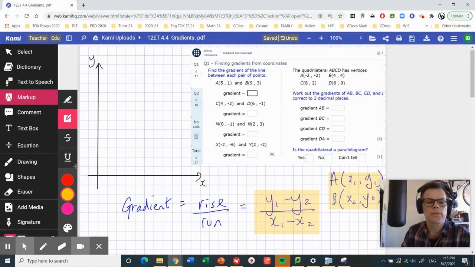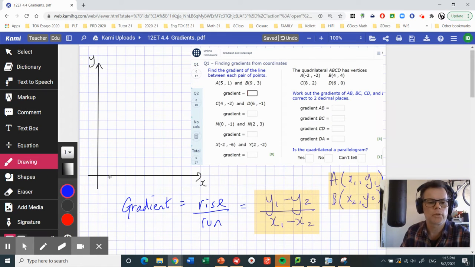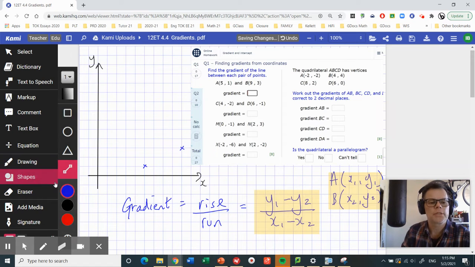If you're not quite there yet, then maybe have a think about drawing a pair of axes. A is at 5, 1. Remember, it's along the corridor and up the stairs, so along the x-axis, then up the y-axis. When you're counting, make sure you're counting from 0, 0, 1, 2, 3, 4, 5, and 1. And B is at 9, 3. And you can get a visual representation of what that gradient will look like. There it is. It's the steepness of that line, 2 divided by 4, 2 over 4, or 1/2.